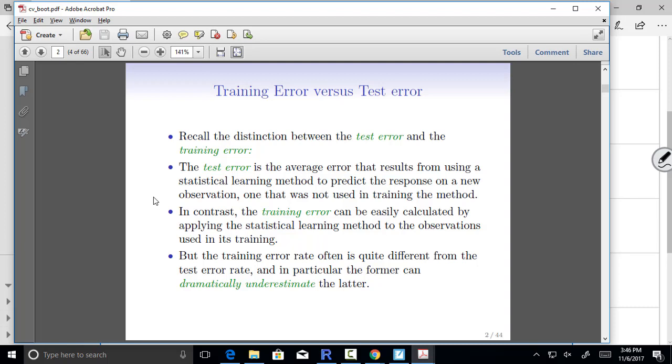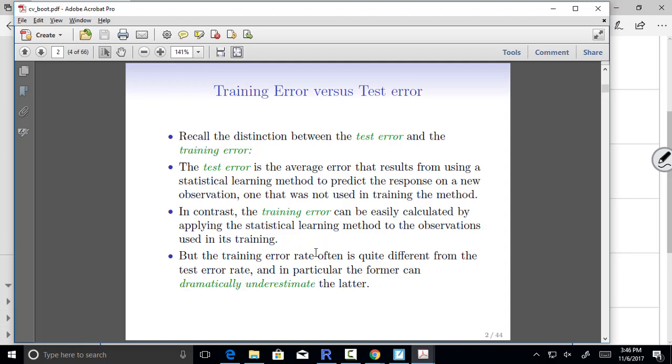Then those would be estimates of test error. That's the generalizable error. If you were to take your predictive model out into the real world and start making predictions out there, that's what test error tells you about. Training error is just the error that you get on the training data itself. These are often quite different from each other.